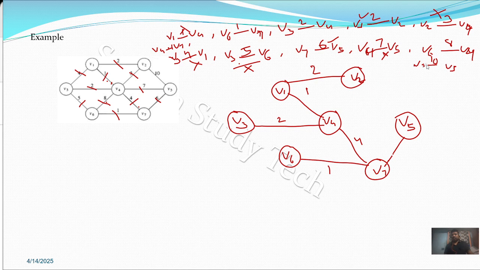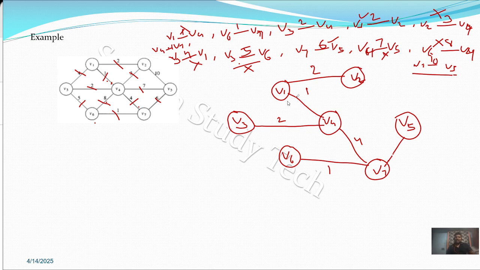And here it is v4 to v6, v6 to v4, that is 8. If you take this one, it forms a cycle, so you can ignore this edge also. Next, the last one is v2 to v5. If you consider this one, it forms a cycle, that's why you can ignore it. So you can see this is the minimum cost spanning tree.